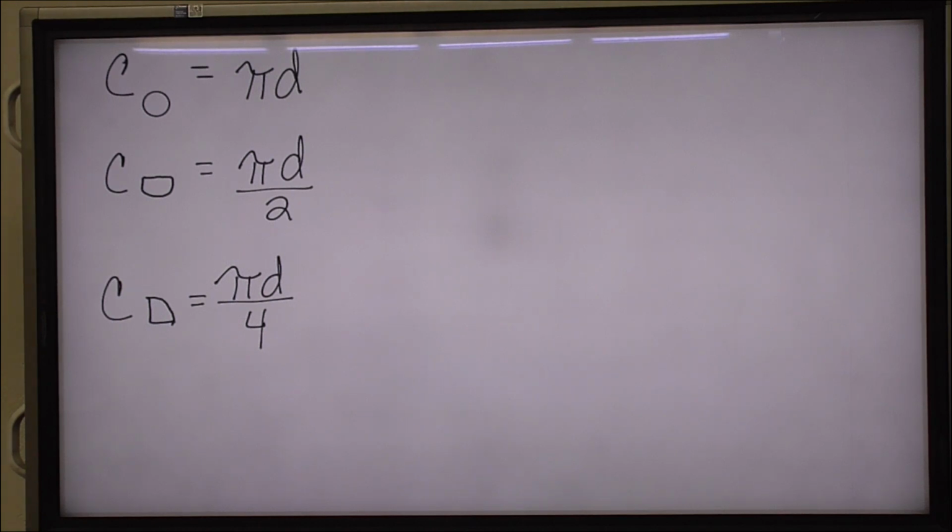Okay, so those are our 3 circumference formulas. Those are the only 3 that we're going to use. And let's talk about the area. Again, we're going to do the area of a full circle. How do you find the area of a full circle? Area equals pi times r squared.